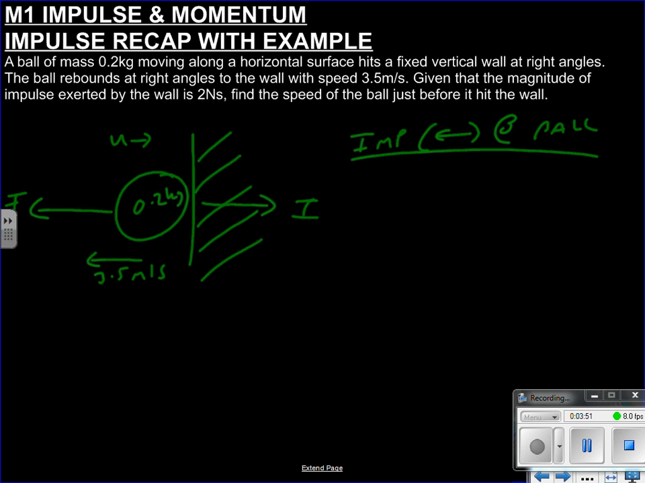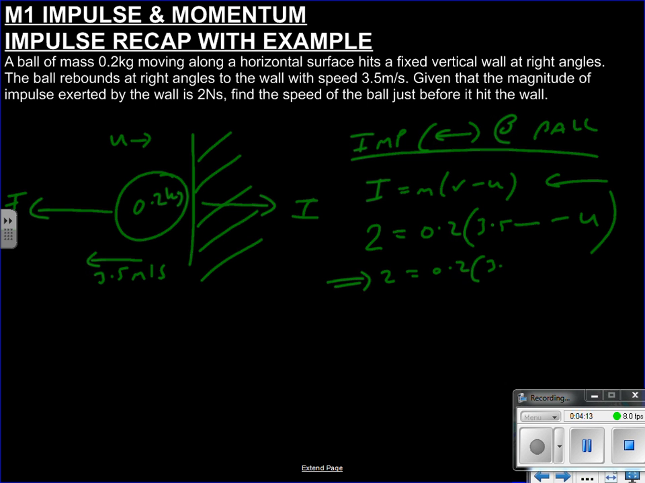So we've got I equals mv take u. I we know is 2. Mass is 0.2. Final velocity was 3.5, and it is going to the left, so that's okay. And u, so we've got minus, but u is going in the opposite direction, so it's minus minus u. So 2 equals 0.2 times (3.5 plus u). So therefore 2 over 0.2 equals 3.5 plus u, and therefore u equals 2 over 0.2 minus 3.5. And we get u as being 6.5 meters per second.